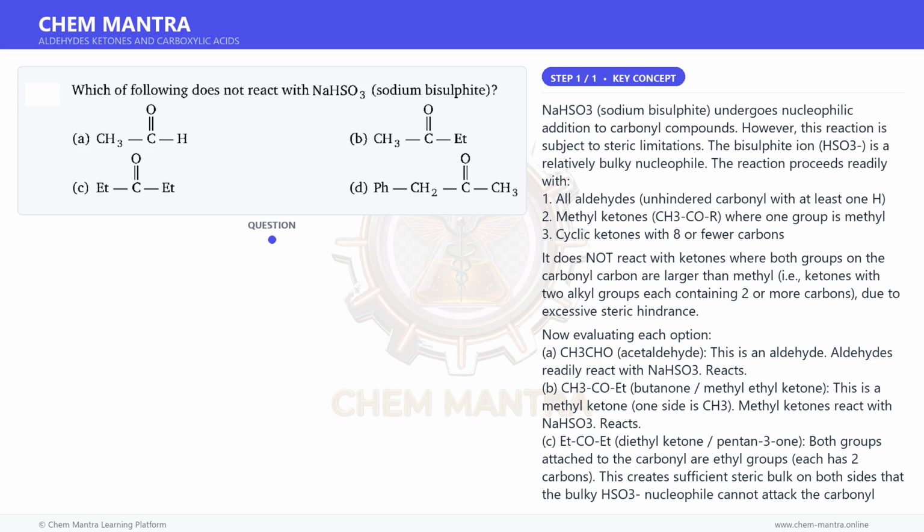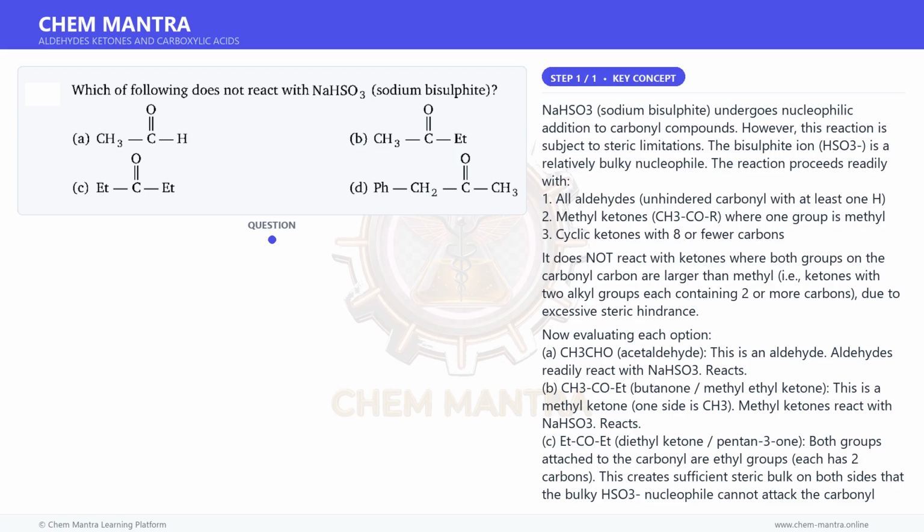Now evaluating each option. A. CH3CHO, acetaldehyde. This is an aldehyde. Aldehydes readily react with NaHSO3. Reacts. B. CH3-CO-Et, butanone, methyl ethyl ketone. This is a methyl ketone, one side is CH3. Methyl ketones react with NaHSO3.